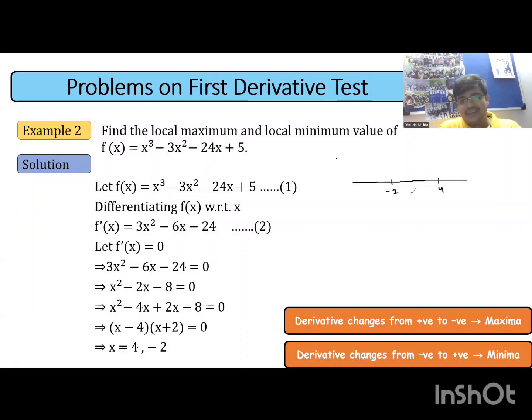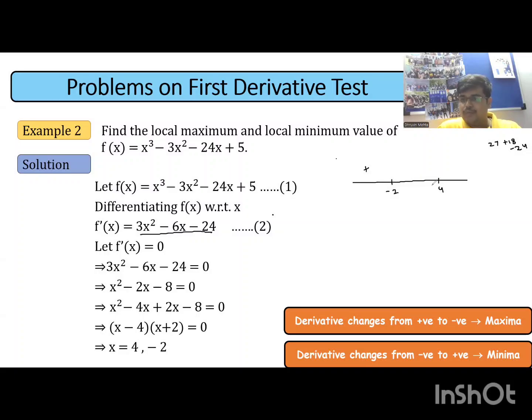Now, students will basically decide where is it positive, where is it negative. When I say where is it, I'm talking about derivative. Where is derivative positive, where is derivative negative? Now, to the left of minus 2, let me take any random number. I'll take minus 3. When you substitute minus 3 in this function, students, let's see what happens. We get 3 into minus 3 the whole square, which is 3 into 9. So that's 27. Minus 6 into minus 3 is plus 18 minus 24. I'm not interested in the value, students, but I'm 100% sure it is positive in this part.